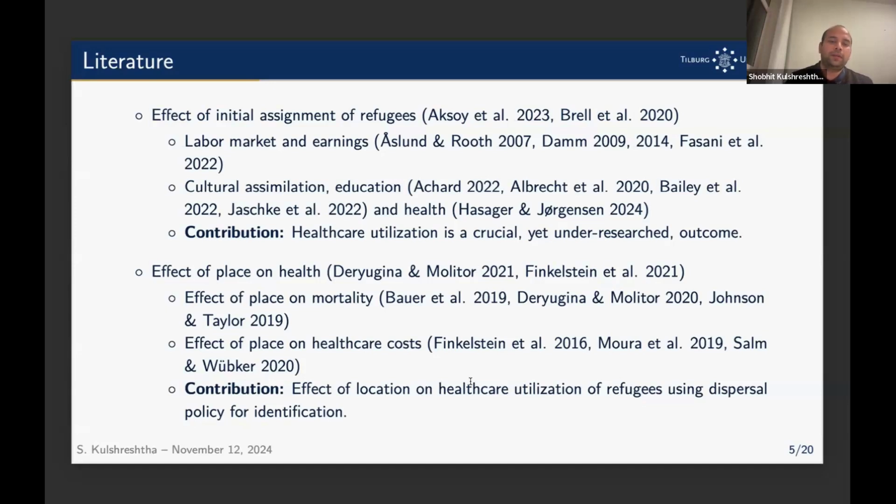My paper contributes to this literature by using a government policy, which is the random assignment of these refugees, in order to estimate these location effects. So that's why I'm focusing more on location, mainly because I want to contribute to this literature.